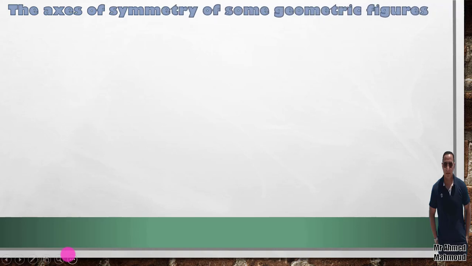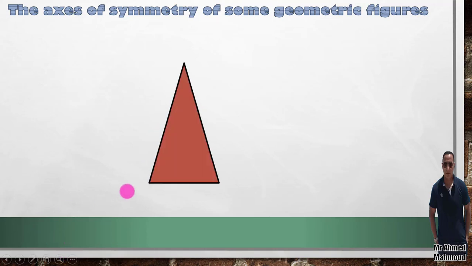Okay, now we are going to study a new concept called the axis of symmetry of a geometric figure. Okay, by looking at this triangle, this is an isosceles triangle. The axis of symmetry is a straight line at the middle like this.